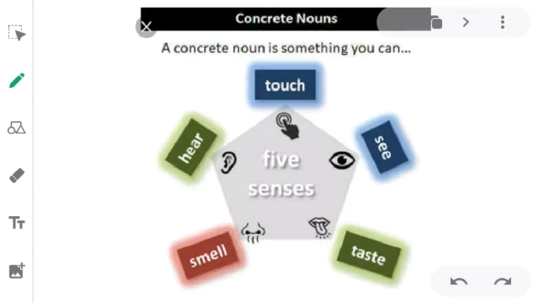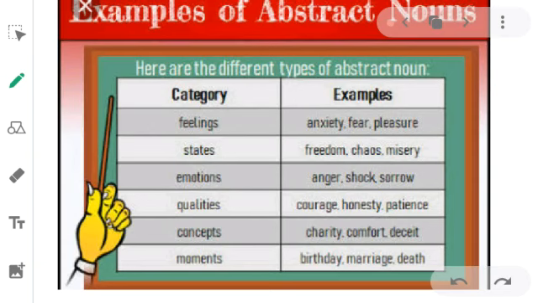So now let's see what a concrete noun is. A concrete noun is something we can see with our eyes, taste through our tongue, and smell, like any smell, good smell, bad smell, fragrance. Any sound we can hear is a concrete noun, and the things we can touch are called concrete nouns.